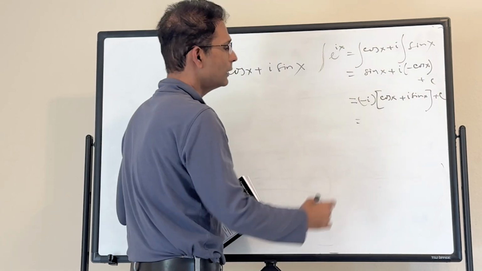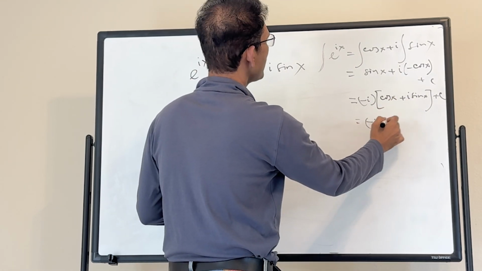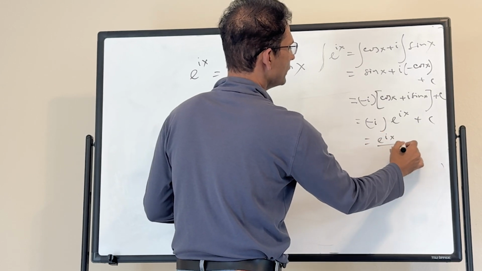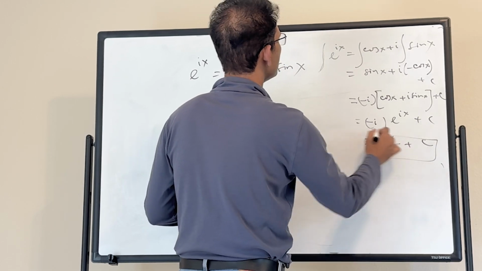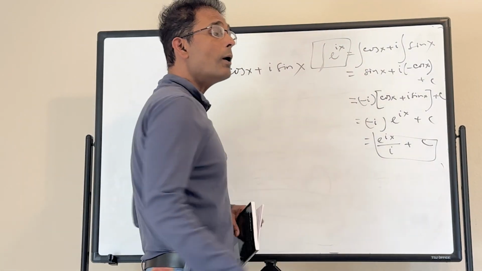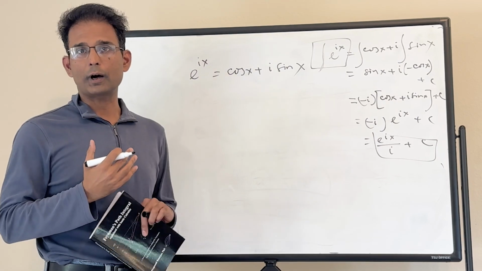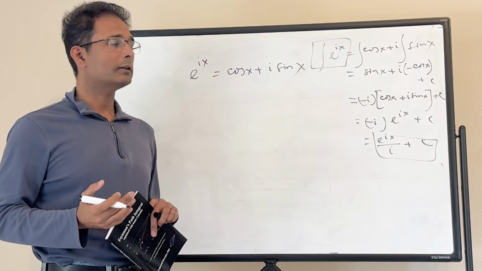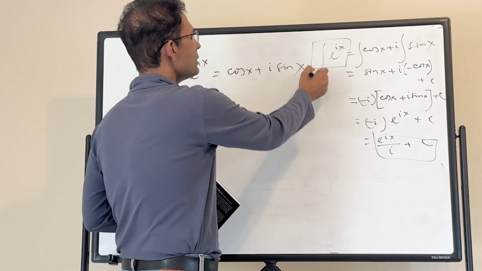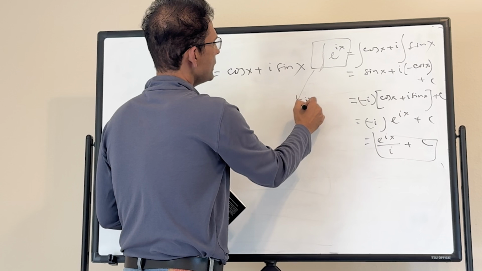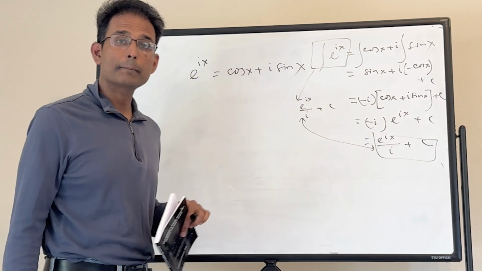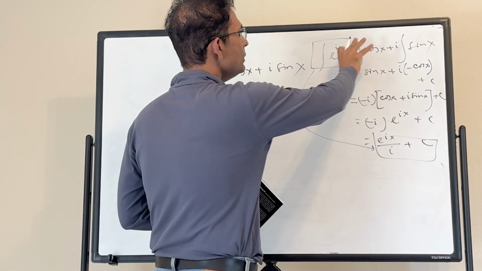Now, notice something interesting. This expression is just minus i times e to the ix plus c, which is also e to the ix over i plus c. Now, if you didn't know the special nature of i, that it's an imaginary number, and you just treated it as a real constant, what would have been the integral of this? It would have been e to the ix over i plus a constant, which is exactly what you get here.